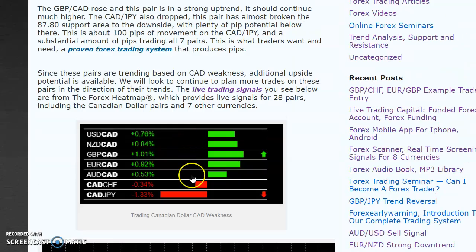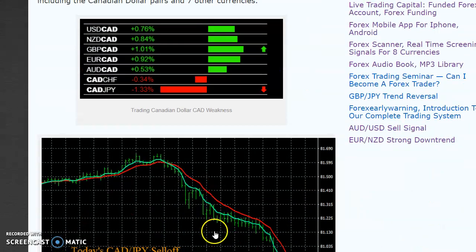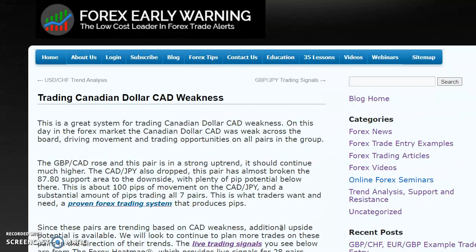So this is the Canadian dollar weakness signal. You will get a push alert. You can also set price alerts at breakout points, audible price alerts, and you'll always know when the market is moving.